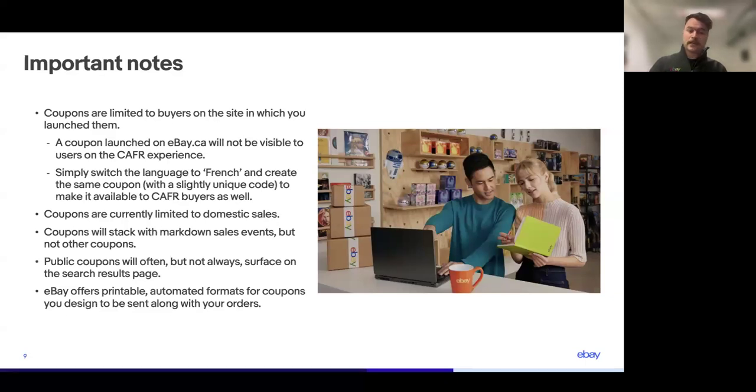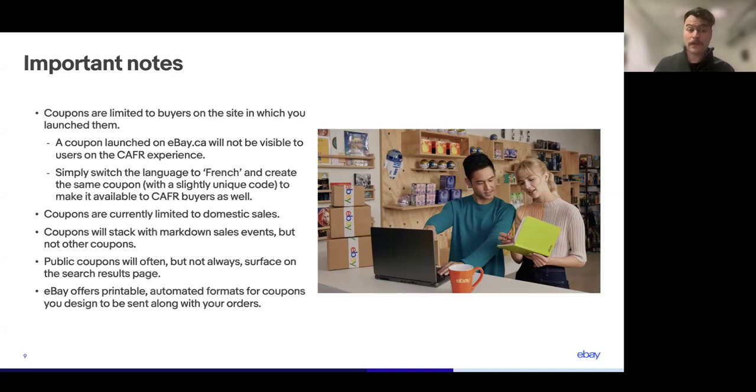If you want to create a coupon for CAFR, just go to Seller Hub, switch the language to French, and create that same coupon by also tweaking the unique code, the name that you give it, to make it available to CAFR buyers visiting your items as well.